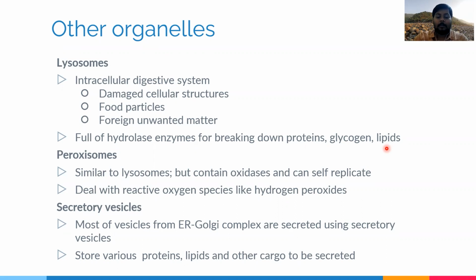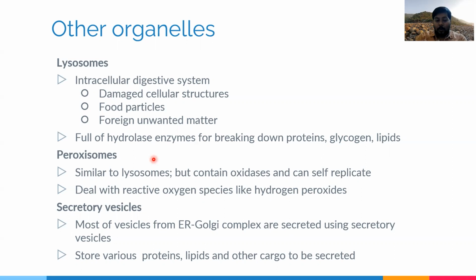So how is the lysosome useful for the cell? The lysosome helps in digestion or degradation of various damaged cellular structures, digestion of food particles, and degradation of foreign unwanted matter. Next, we move on to peroxisomes. Peroxisomes are similar to lysosomes in which they are also single membrane structures, but instead of hydrolases, they contain oxidases and also can self-replicate. So, what is the function of the peroxisome?